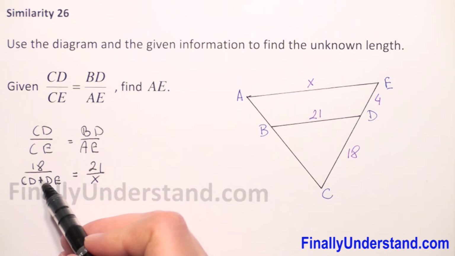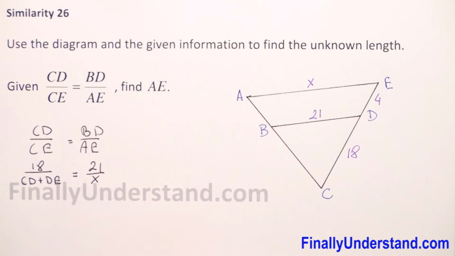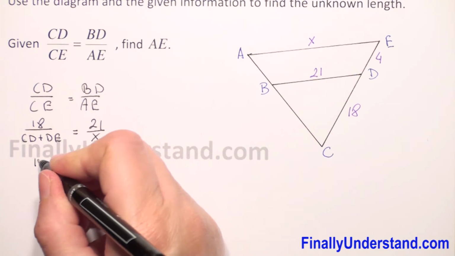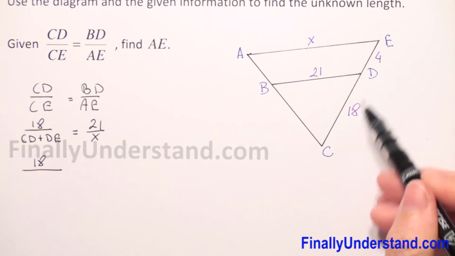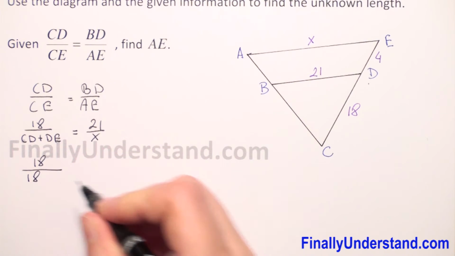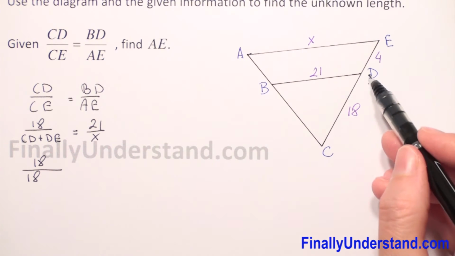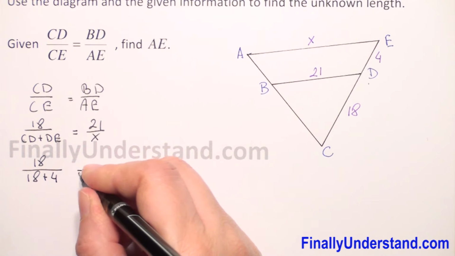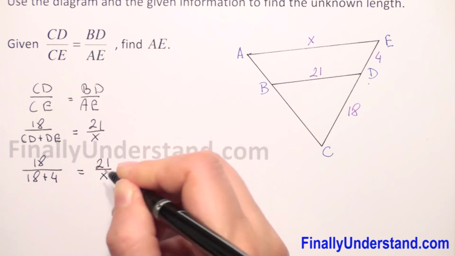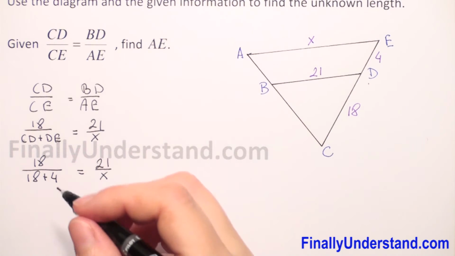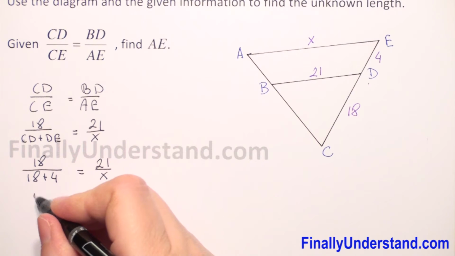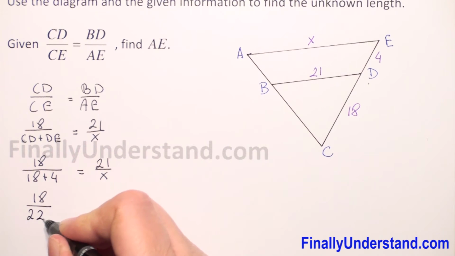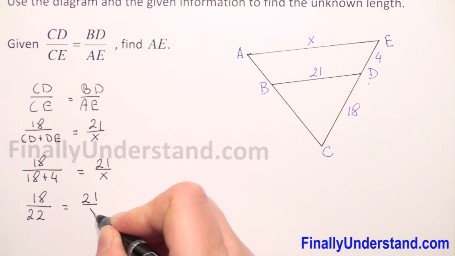And now I will write this one more time. CD, we can substitute, and DE. So we have 18 over CD is 18 plus DE is 4. So this is equal 21 over x, and now it's only x. So we have 18 over 18 plus 4 is 22. This is equal 21 over x.